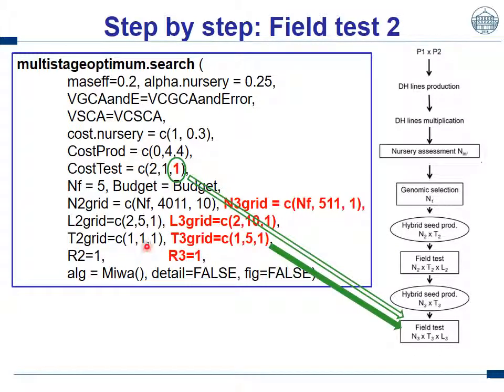The same holds true for the second stage of field testing. We have here the costs, tests. In the third position, we enter once again a 1 because we define it in field plot equivalence. And then we have the grid, similar to what I already explained one slide before, for the second stage.